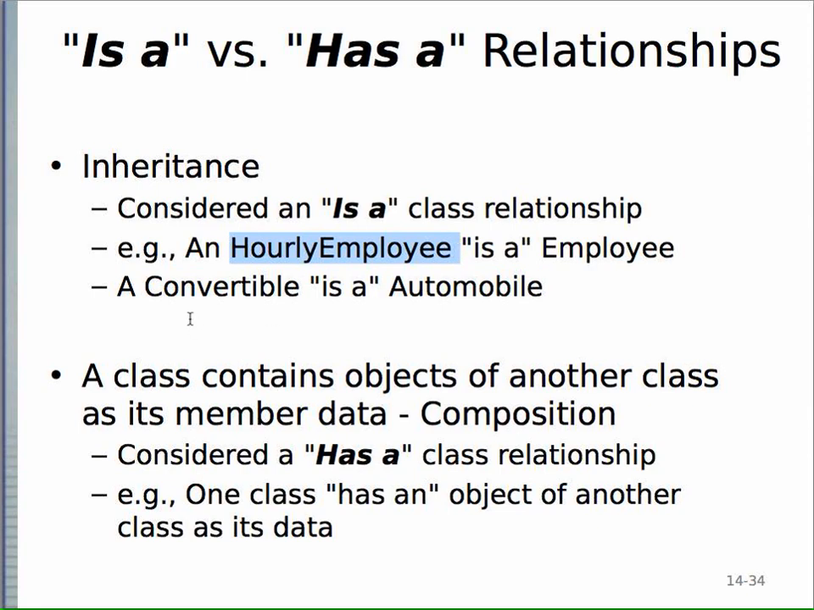Okay, so that's the same as in Java. A class can contain objects of another class as member data, and that's called composition, also called a has-a relationship. So for example, employee has a string object, that is a name, and another string object for a social security number.